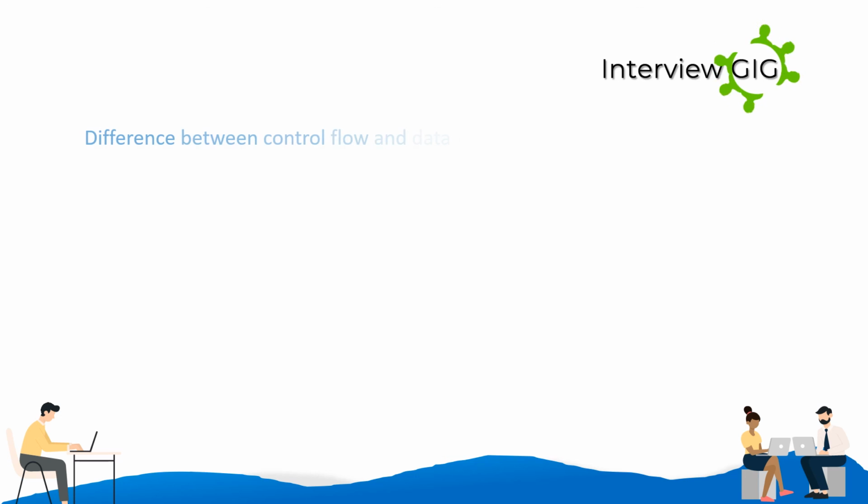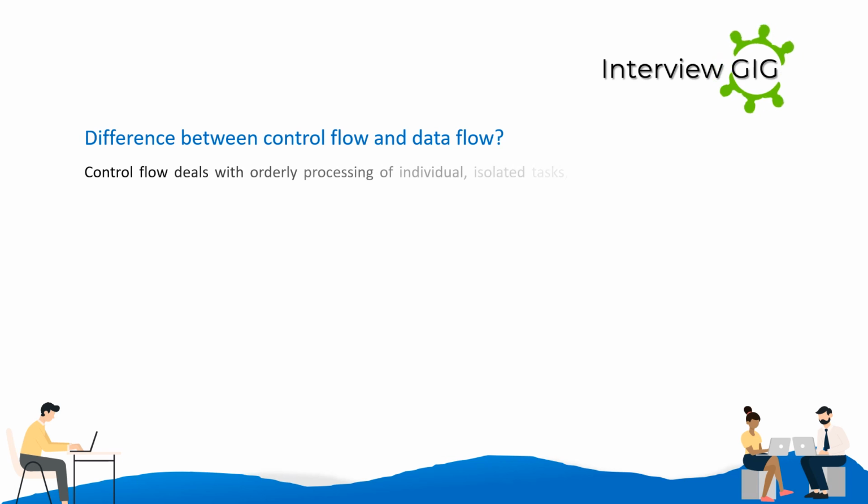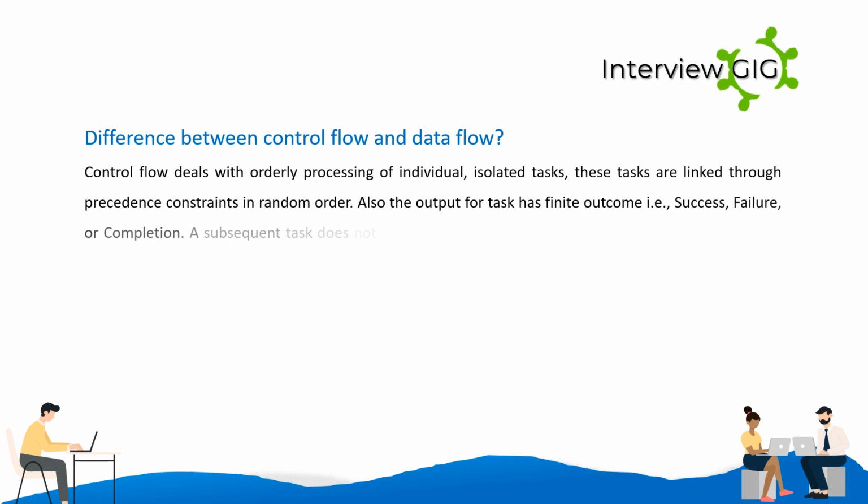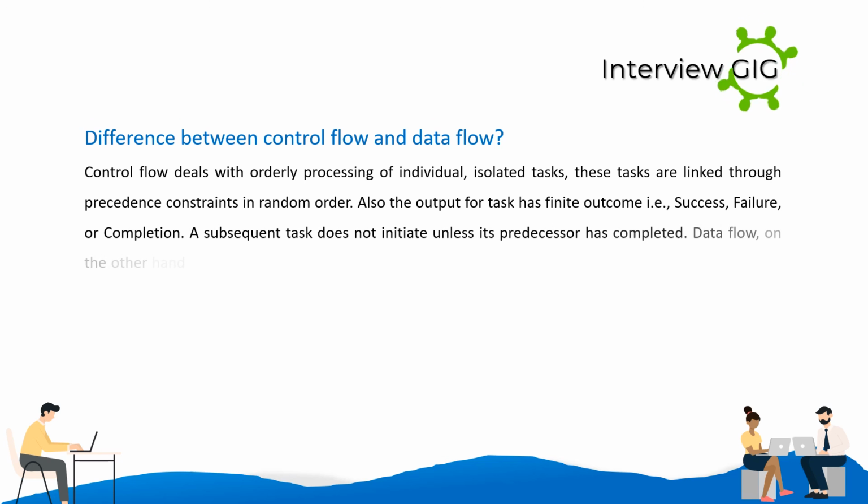Difference between control flow and data flow. Control flow deals with orderly processing of individual, isolated tasks. These tasks are linked through precedence constraints in a specified order. Also, the output of a task has a finite outcome, that is, success, failure, or completion. A subsequent task does not initiate unless its predecessor has completed.